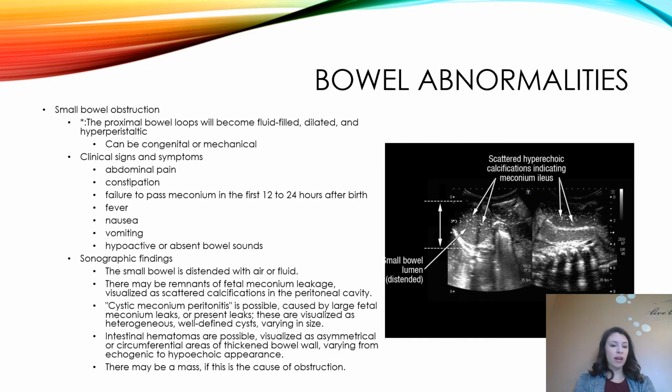Some sonographic findings: the small bowel is distended with air and fluid. There may be remnants of fetal meconium leakage, and that's visible as scattered calcifications in the peritoneal cavity. Cystic meconium peritonitis is possible. Intestinal hematomas are possible, and there may be a mass if this is the cause of the obstruction.